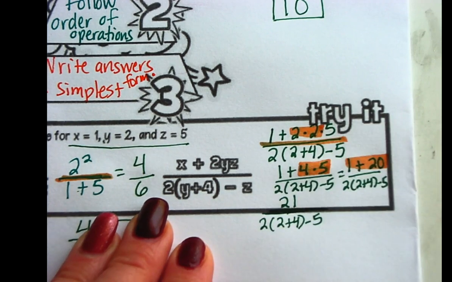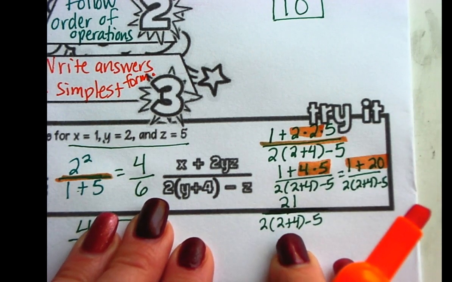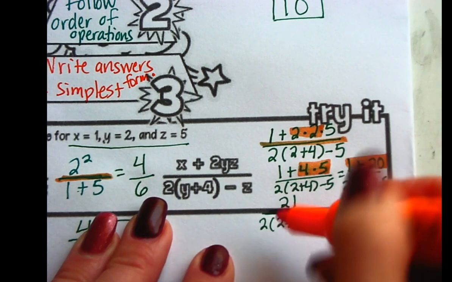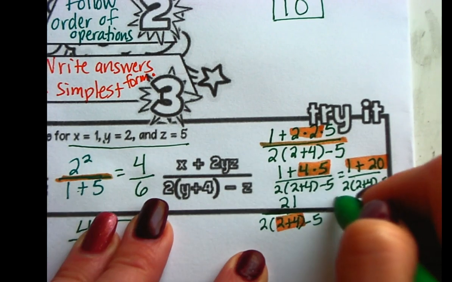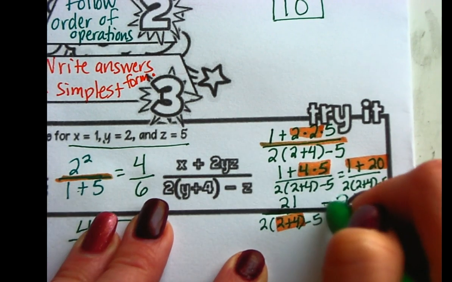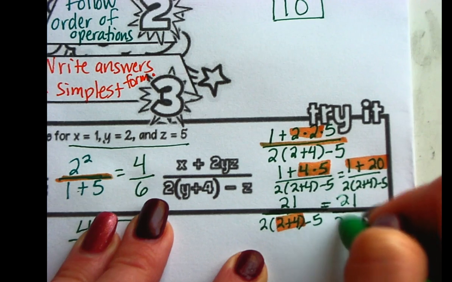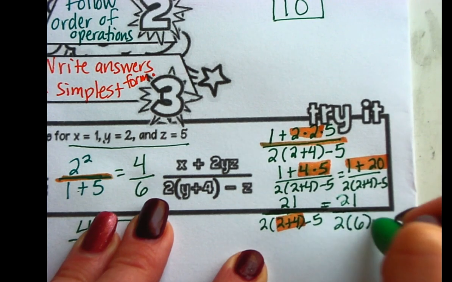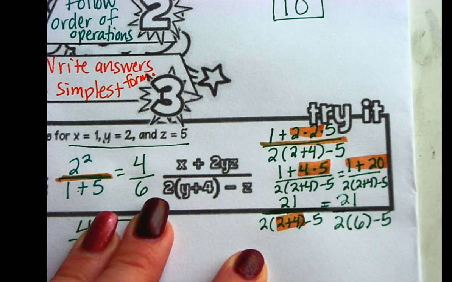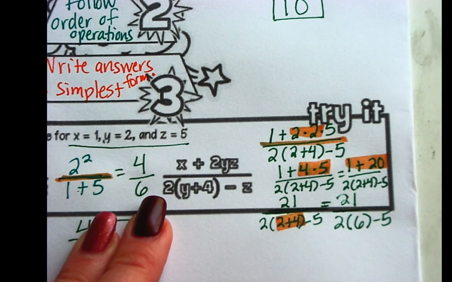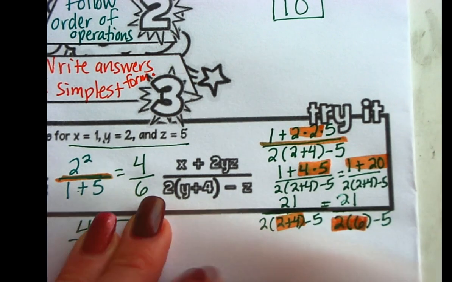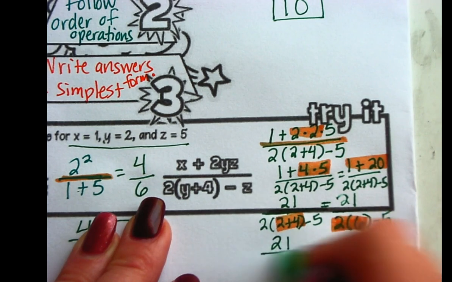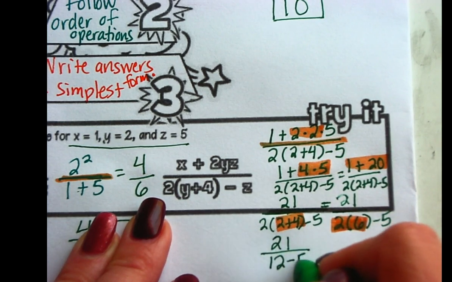So now I'm going to do 1 plus 20. I'm just solving the top grouping first. 1 plus 20 is 21. And I'm going to write that over 2 plus 4 minus 5. And then now I'm going to do what? The bottom. What am I going to do? 2 plus 4. So I'm going to have 21 over 2 times 6 minus 5. And now what am I going to do? 2 times 6. I'm going to go to the next row. 21 over 12 minus 5.